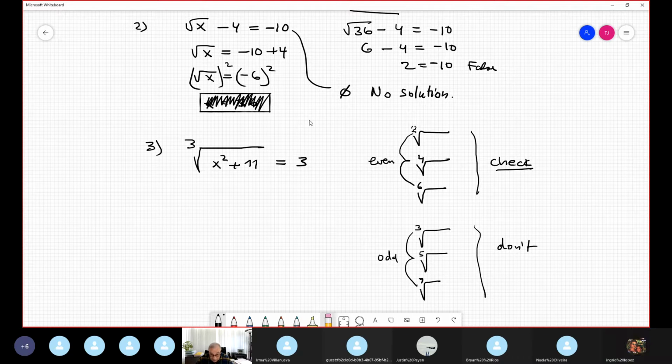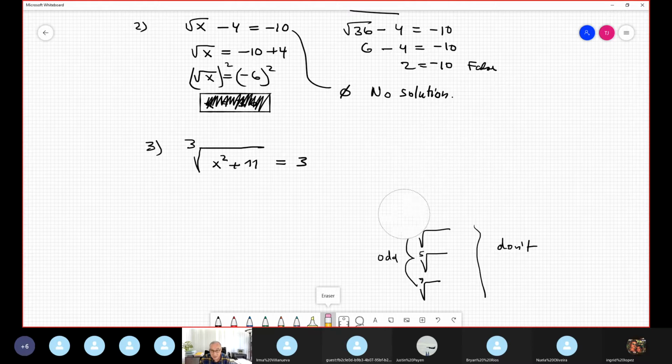However, specifically in the radical equation, checking is mandatory when the index is even, but when the index is odd, it is not mandatory. If you want to check it, it's okay, but it's not mandatory. You need to be aware of this situation because it simplifies your life.